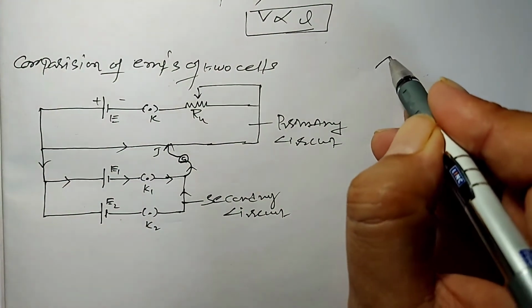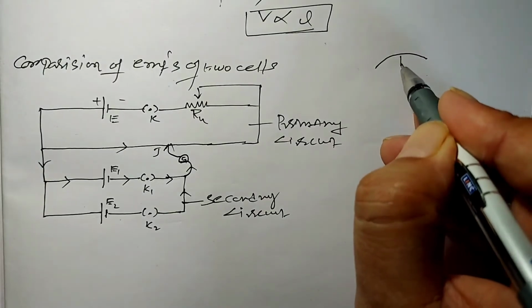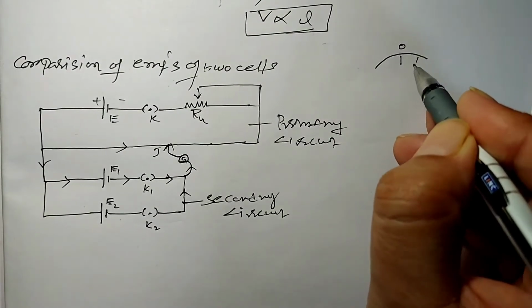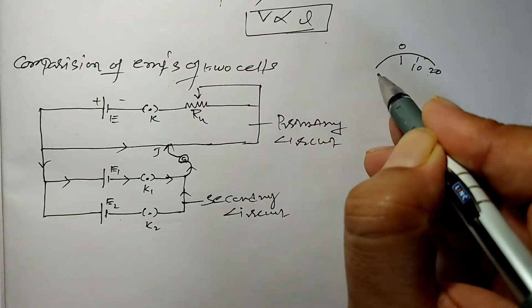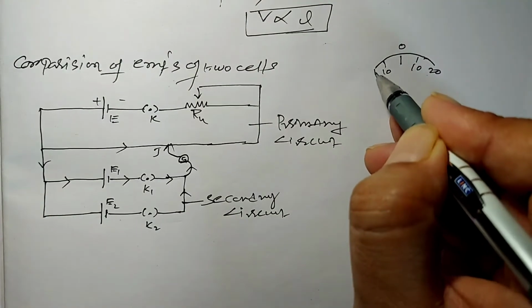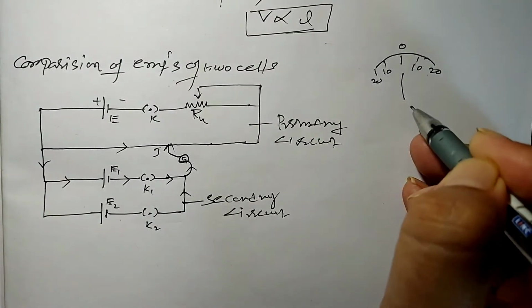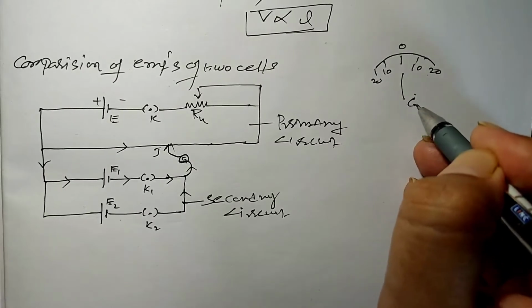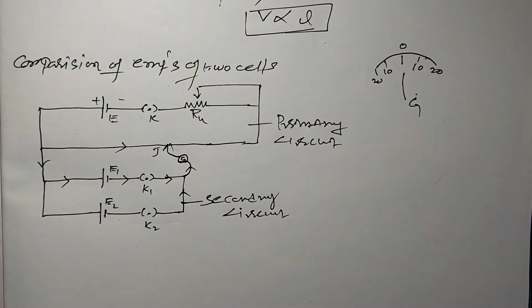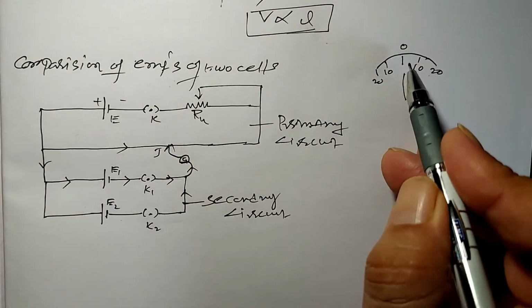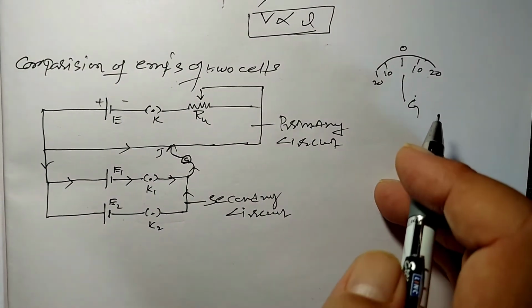Now here the galvanometer looks like this. This is 0, 10, 20. 10, 20. That means this galvanometer looks like this in a lab. Using this galvanometer, we can easily find out the magnitude of current as well as the direction of current, right side and left side. 0 is located at the center of the scale.